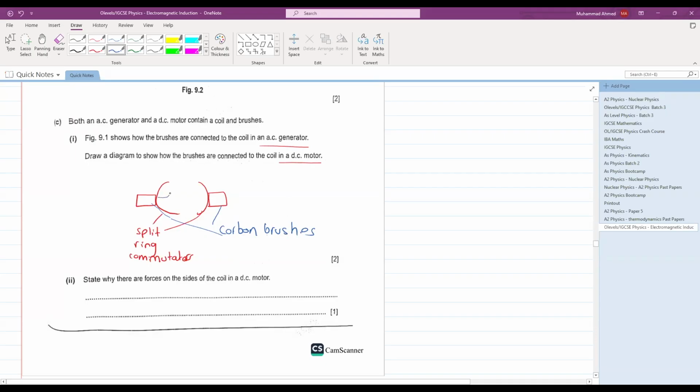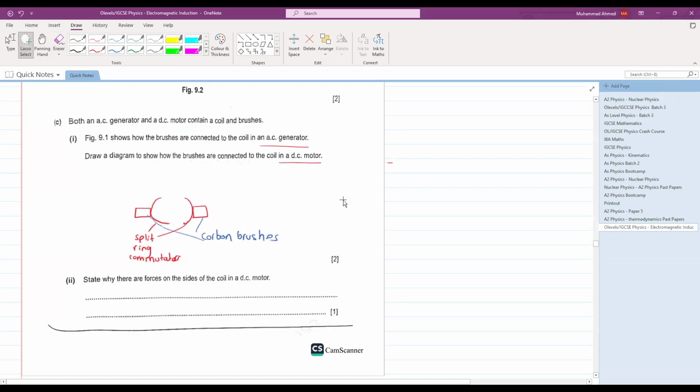The coil is connected somewhat like this. I think I will have to minimize this slightly to draw a coil. Let's draw a coil now. Somewhat like this, a coil is connected, like this and like this. This is your coil. This is how a coil is connected with carbon brushes in a DC motor. Let's label this as a coil as well.